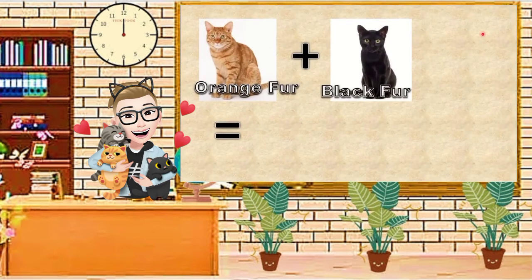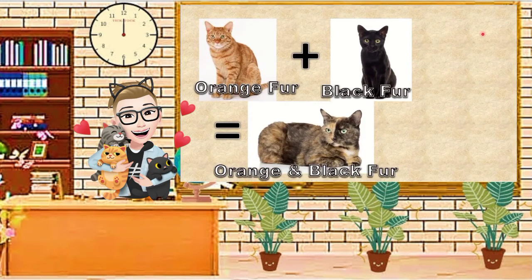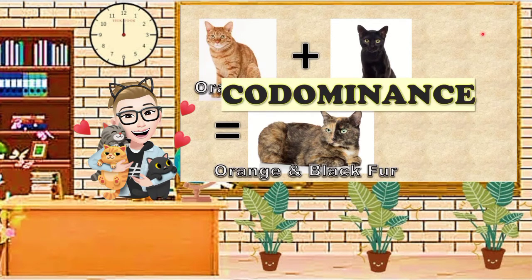Next, we have an orange fur plus black fur resulting to an orange and black fur. So this is what we call, very good, it's a codominance because both of the parents' alleles are expressed equally.